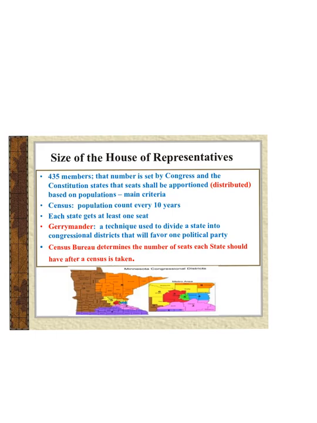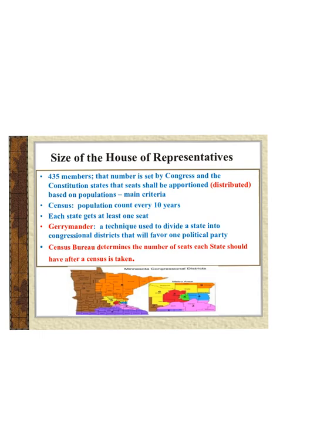Please write down all of the information on this slide. Size of the House of Representatives. There are 435 voting members of the U.S. House of Representatives. That number is set by the Constitution and states that seats shall be apportioned or distributed based on the population of their state. This is the main criteria that determines how many representatives each state will receive.